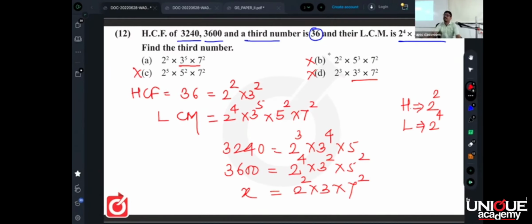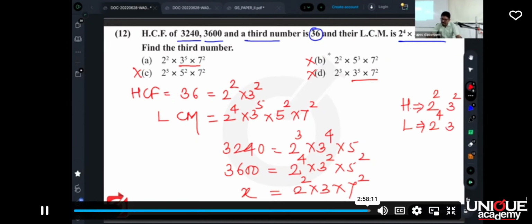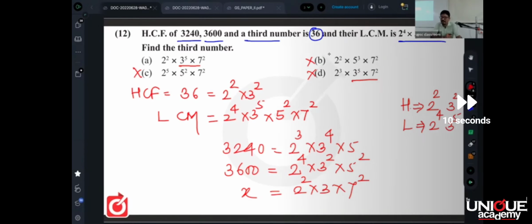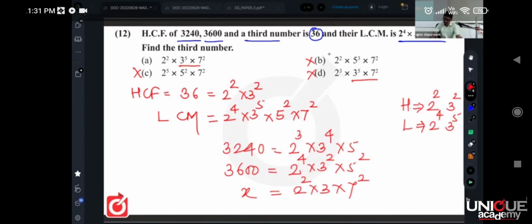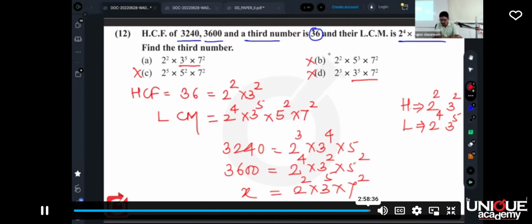Okay, same is the thing. 3's power in HCF is 2, and in LCM is 5, of which we are getting 3's power 2 in the second number, but we are not getting the one which is in LCM. So it has to be in the third number. So we get the third number as 2 raised to 2 into 3 raised to 5 into 7 square. Is it clear?